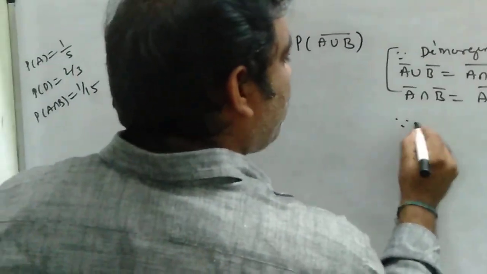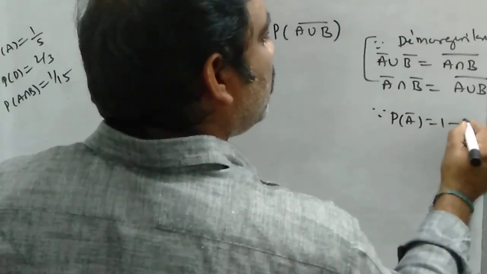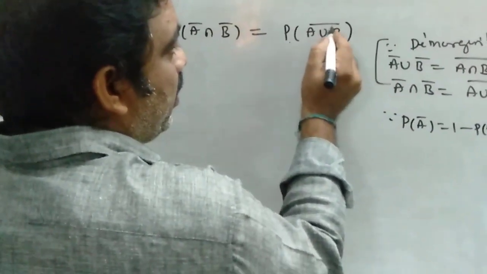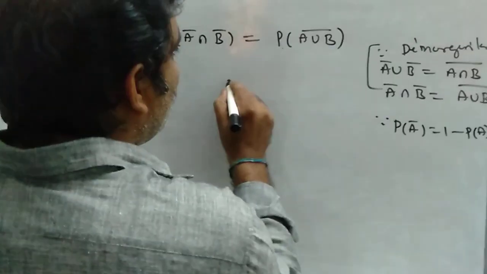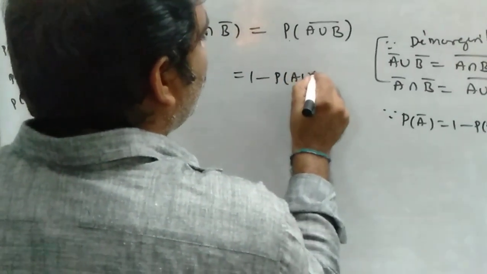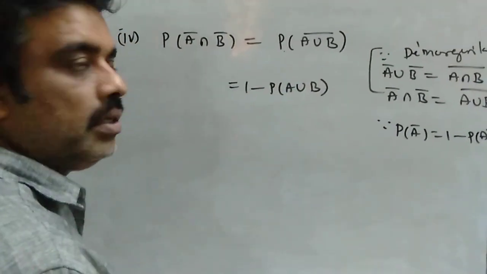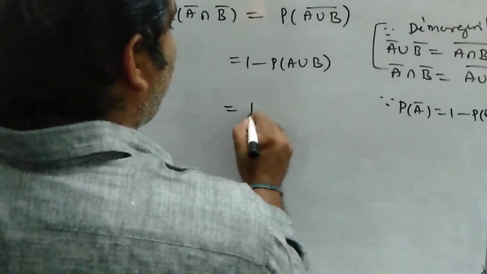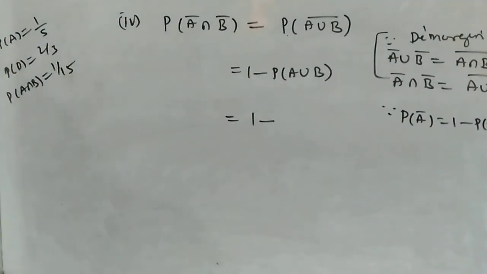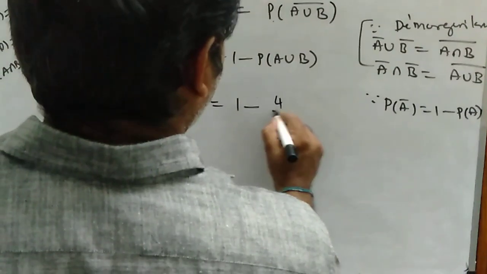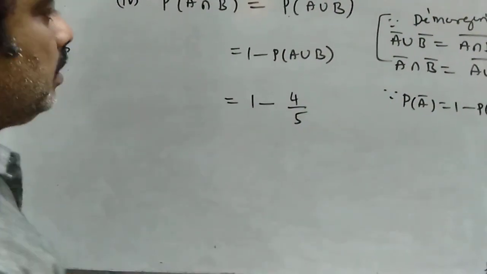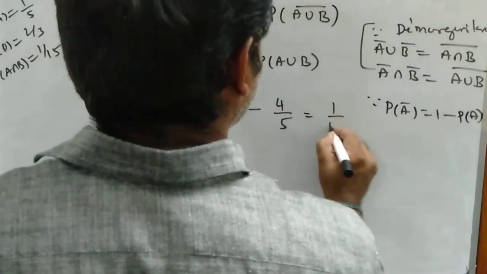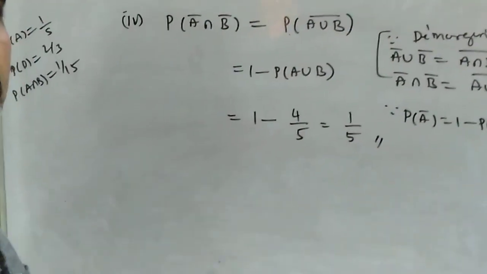What we know is that P of A complement is equal to 1 minus P of A. Already we have proved it. So P of A union B whole bar is 1 minus P of A union B. The complementary event probability is 1 minus the original event probability. P of A union B is 4 by 5, already calculated in the first part. So 1 minus 4 by 5, that is 1 by 5, is the required solution.